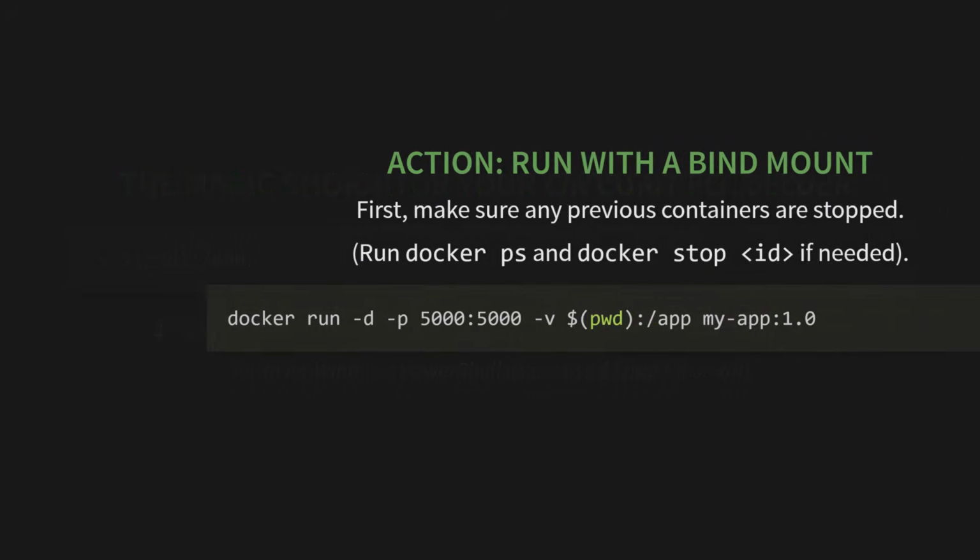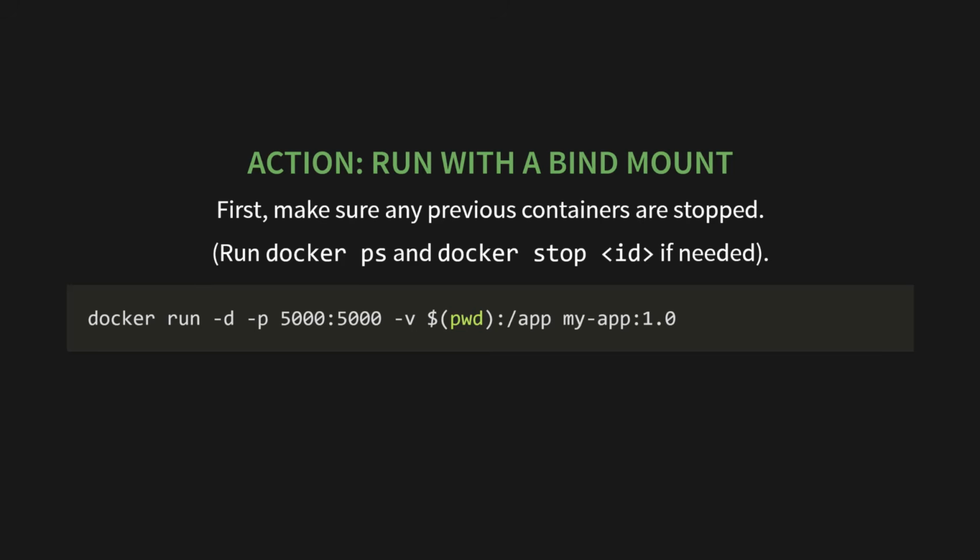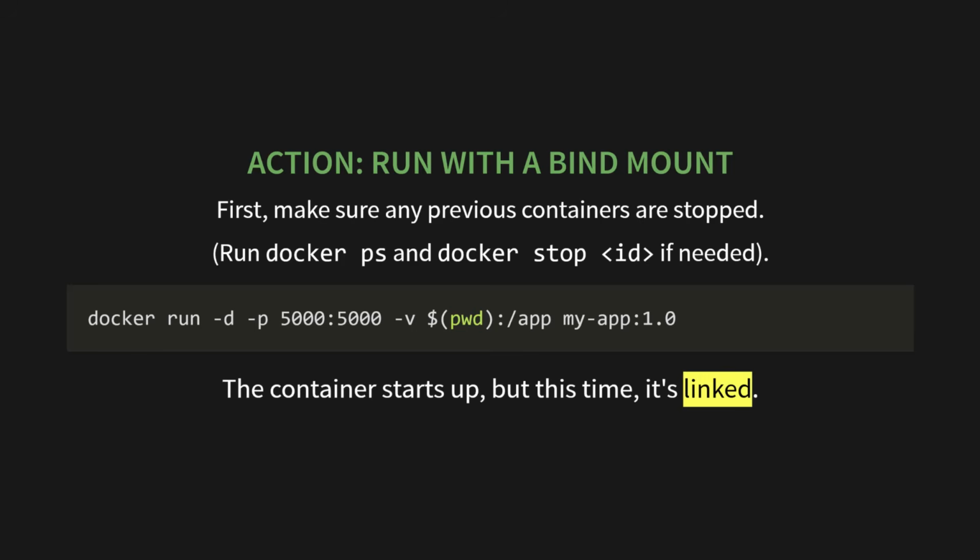Okay, action time. Let's run with a bind mount. First, make sure any previous containers are stopped. You can run docker ps and docker stop if you need to. Now the command: docker run -d -p 5000:5000. And here's the new part, -v $(pwd):/app. And finally, my-app:1.0. The container starts up, but this time it's linked.